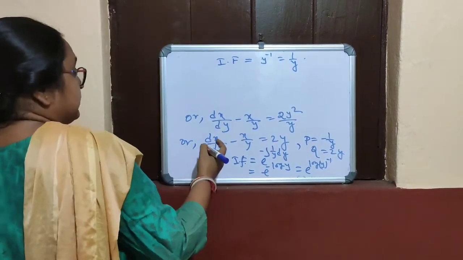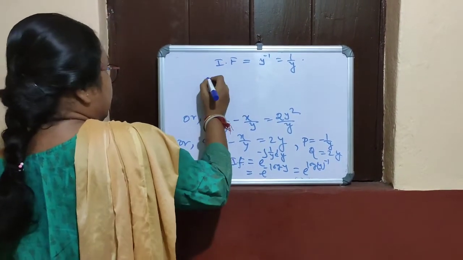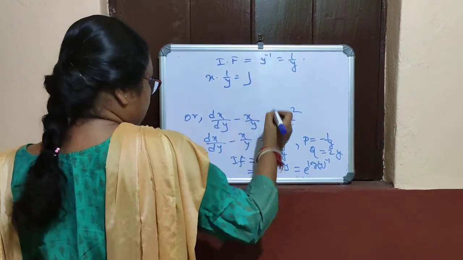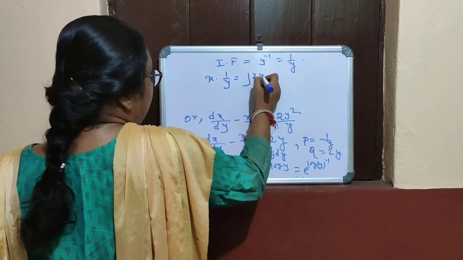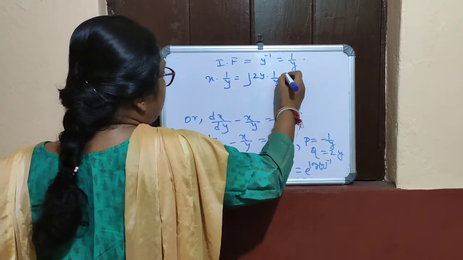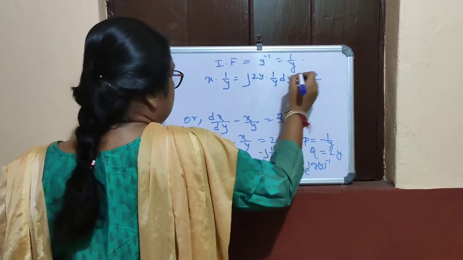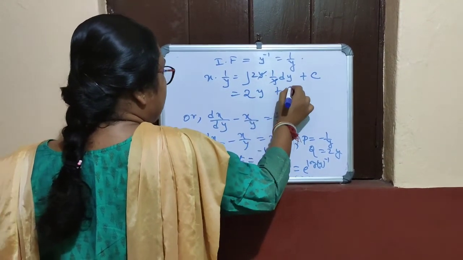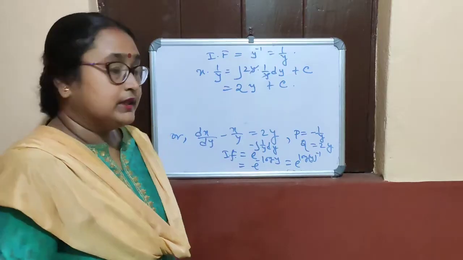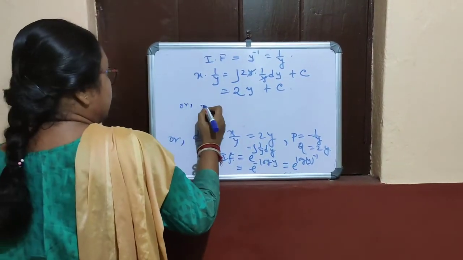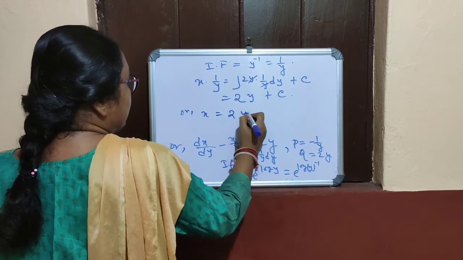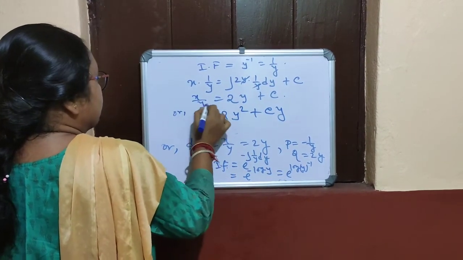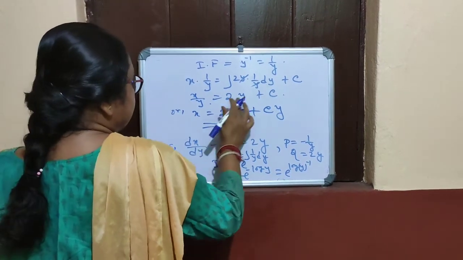So now the required answer is x into integrating factor equals integration of q, meaning 2y, into integrating factor 1 by y dy, plus c. Here this cancels, integration 2 dy gives 2y, plus c. Or the required answer is x by y is equal to 2y plus c, so x is equal to 2y square plus cy. Okay, this is my required answer.